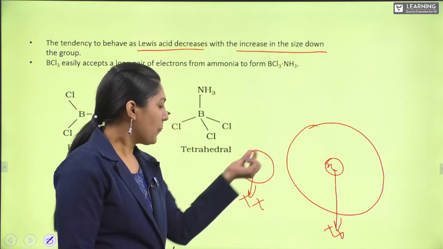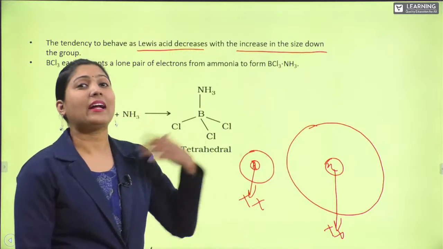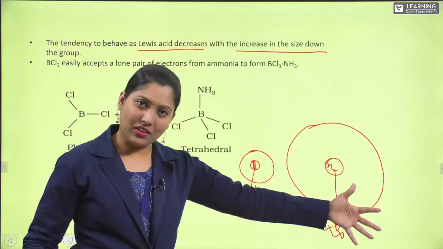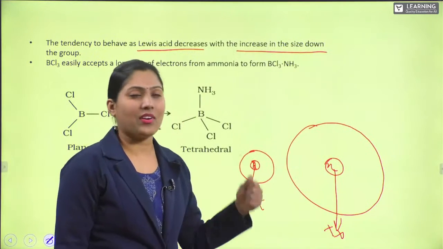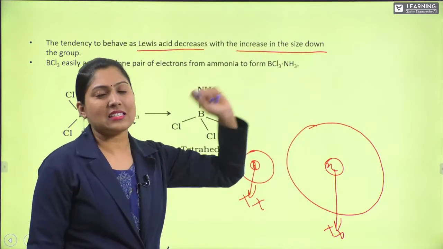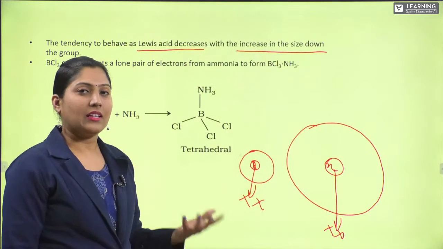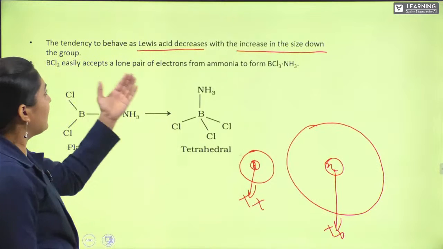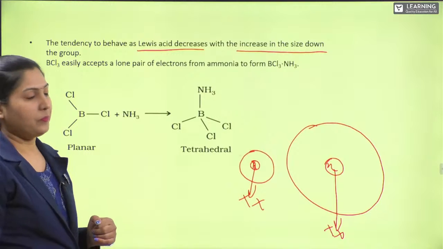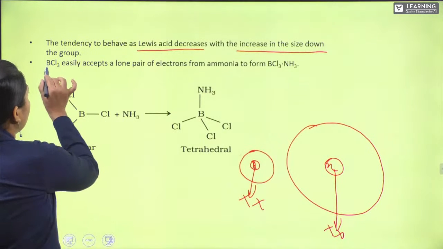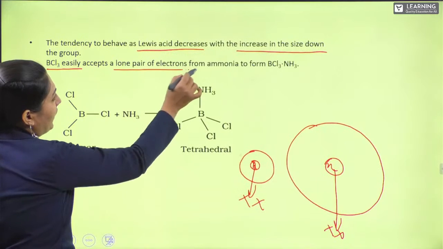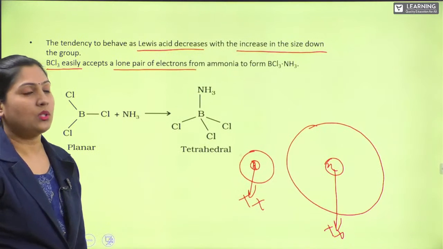So, what happens when you have smaller size? You can attract the lone pair easily. But when the size increases, you cannot easily attract the lone pair. And hence, as the size increases, the Lewis acid character will decrease down the group. Got it?